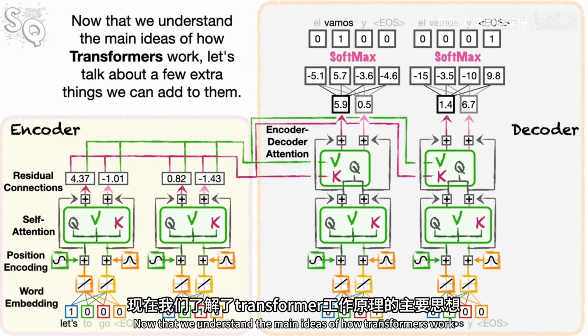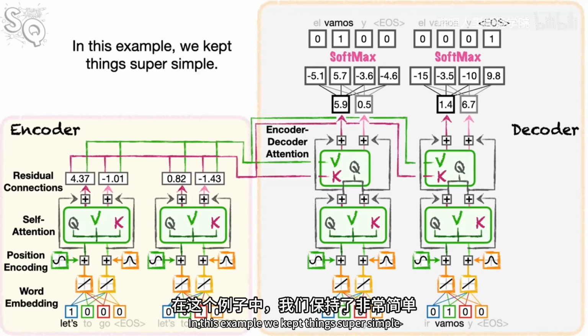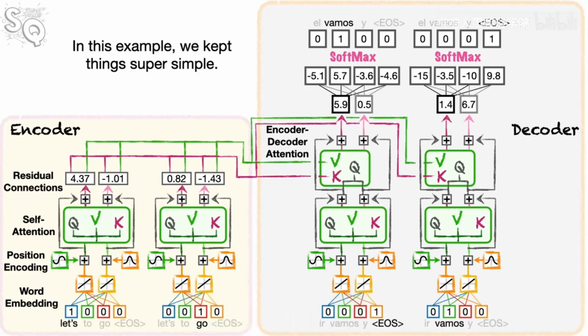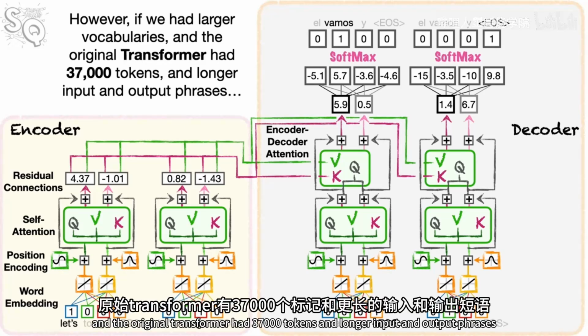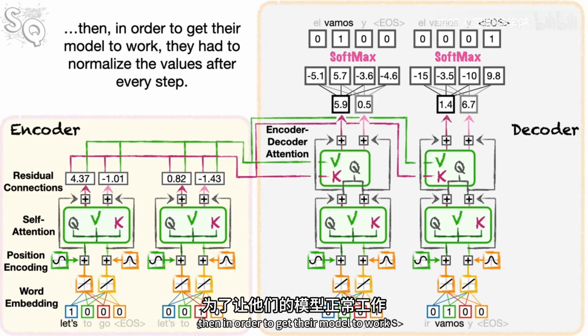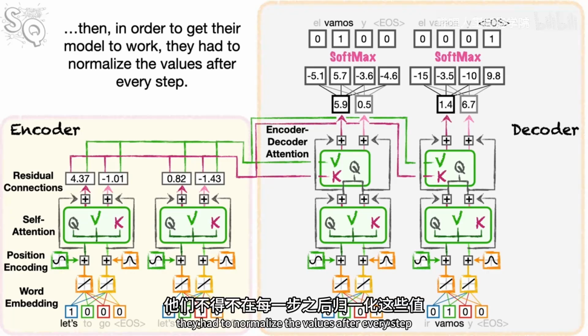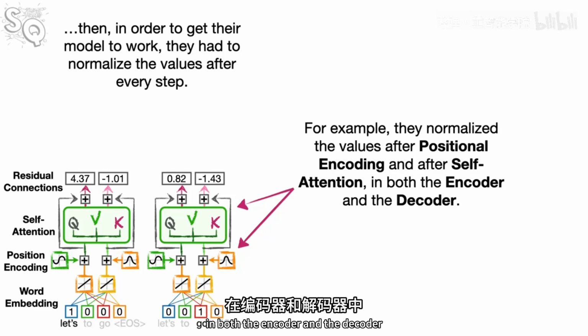Now that we understand the main ideas of how transformers work, let's talk about a few extra things we can add to them. In this example, we kept things super simple. However, if we had larger vocabularies (the original transformer had 37,000 tokens) and longer input and output phrases, then, in order to get their model to work, they had to normalize the values after every step. For example, they normalized the values after positional encoding and after self-attention in both the encoder and the decoder.